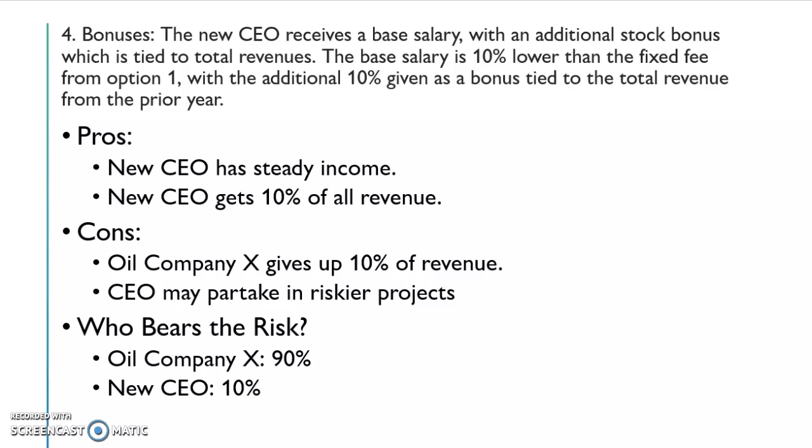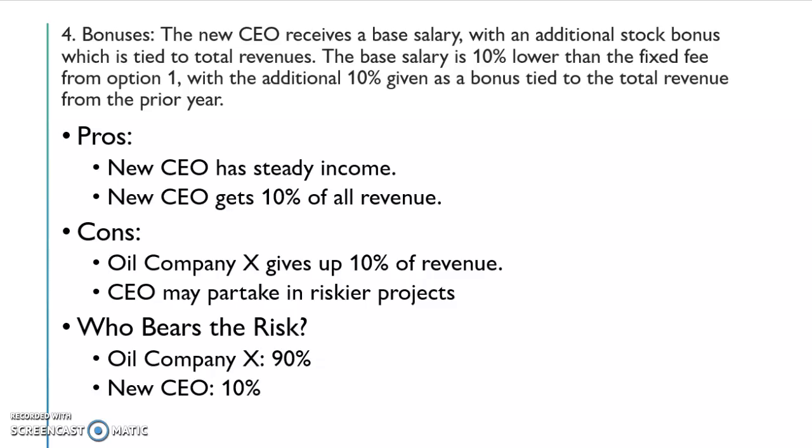So who bears the risk? The oil company is bearing most of the risk, around 90% here, because they are giving up 10% of all revenue and hoping their CEO will be honest and not skim money off the top, or pick up those projects that are too risky and not healthy for the company just for a bigger payday.